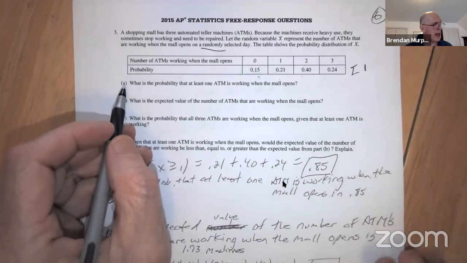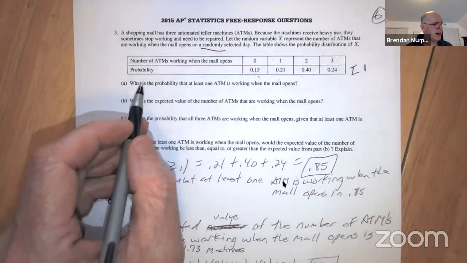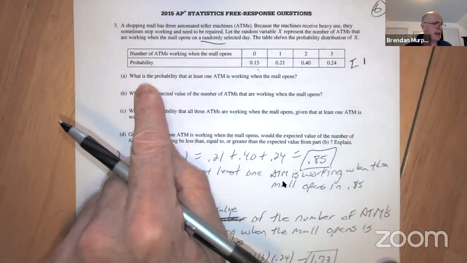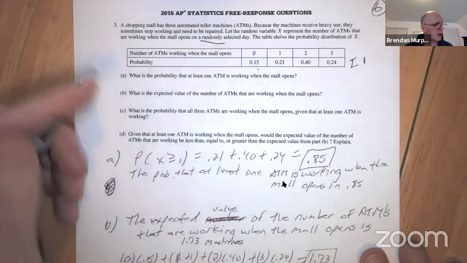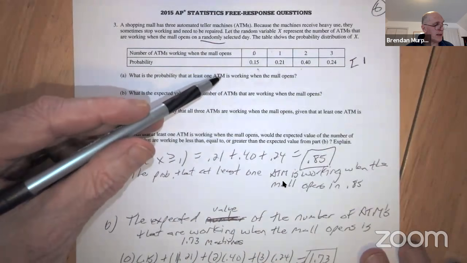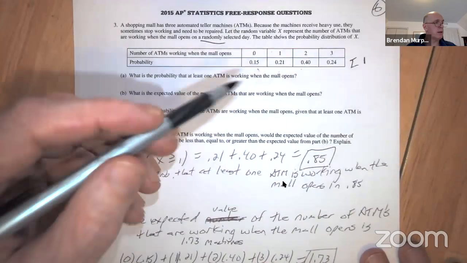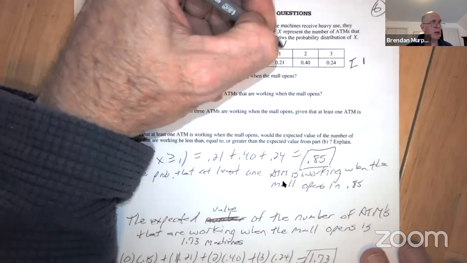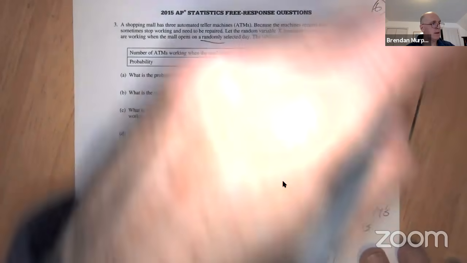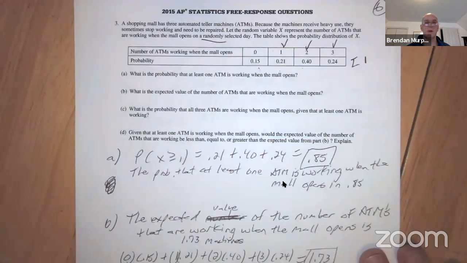And so part A, I don't think I did this one on Monday, but maybe part A and part B are more what I did Monday, but it's a nice problem, so I want to do all 4 parts. What is the probability that at least 1 ATM is working when the mall opens? Well, 1 working is at least 1. 2 working is at least 1. 3 working is at least 1.